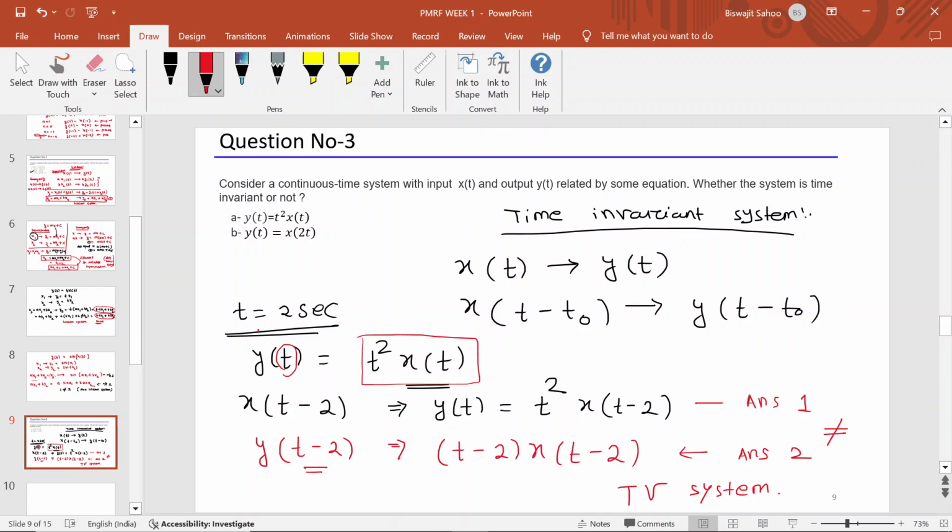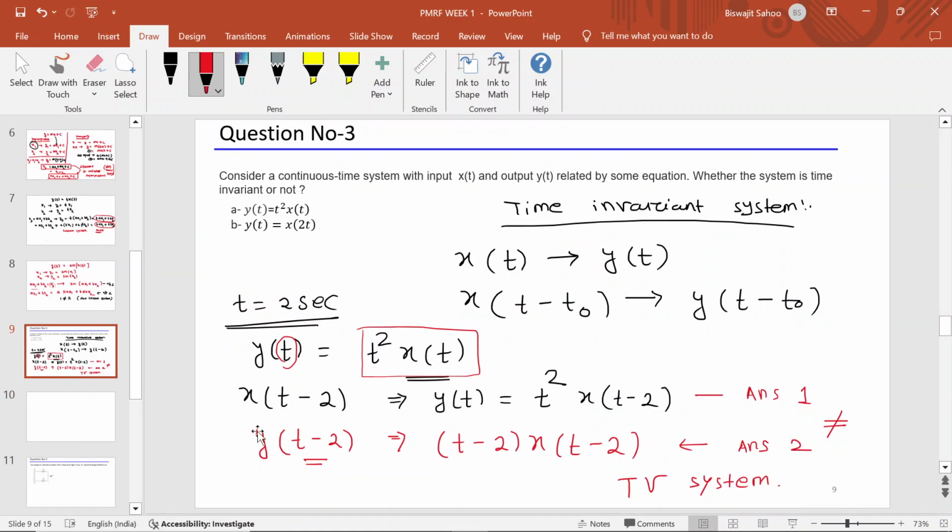I think everyone is clear. Yes, sir. Okay. The second question, can you tell me x of 2t, whether it is a time variant or time invariant system? You are saying time invariant. Others say time variant. Okay, two different opinions are coming.